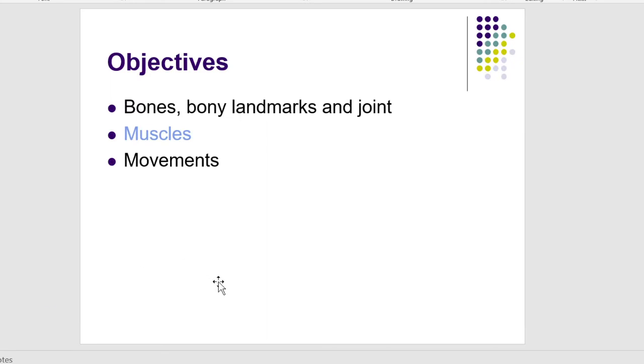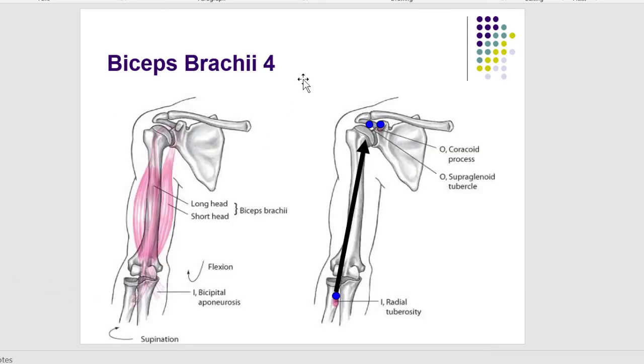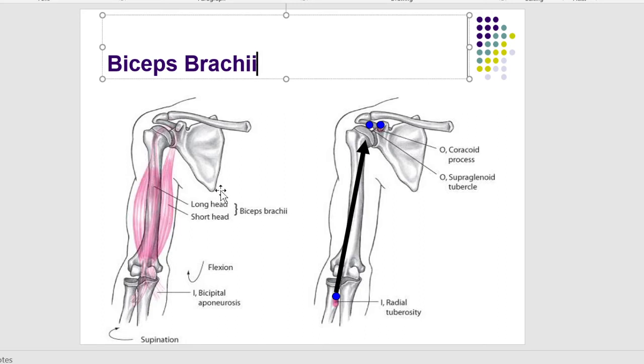I will be talking about the muscles of the elbow. The muscles responsible for moving the elbow are found in the arm. What are these muscles? First, you have your biceps brachii, with the long head and the short head. The long head originates from the supraglenoid tubercle, and the short head originates from the coracoid process of the scapula.